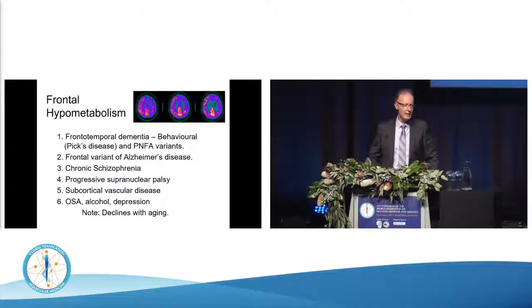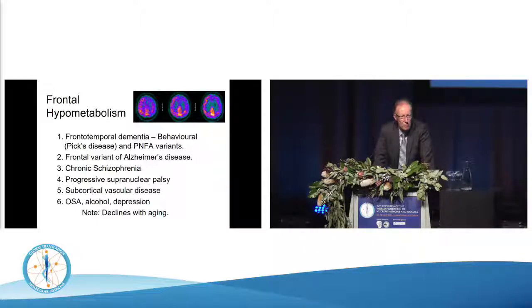The frontal variant of Alzheimer's disease, because nothing's perfect in life, Alzheimer's disease, particularly in the elderly, can sometimes look like FTD. Now, FTD is largely a disease of people in their 50s and some people in their 60s. If you have an 80-year-old with frontal hypometabolism, I don't put FTD at the top of my differential diagnosis because it's a pretty rare condition at that age. So you have to change the order of things.